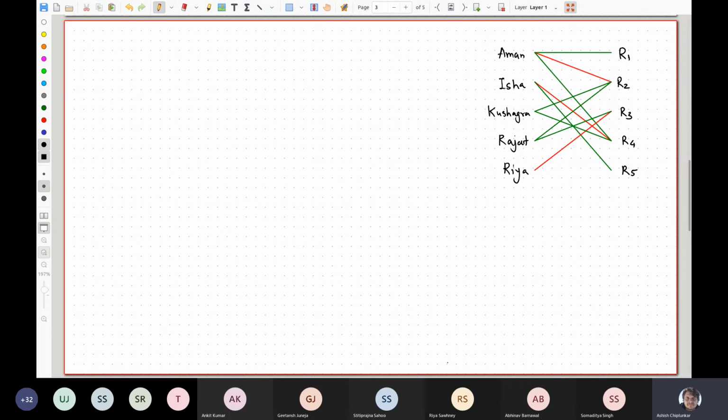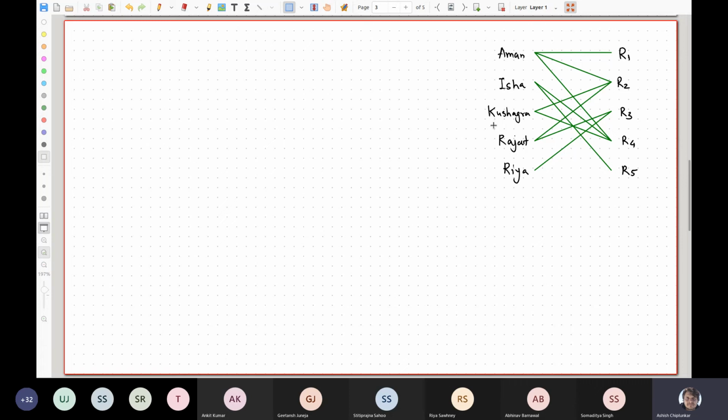Okay, so each student has indicated his or her preference for the set of rooms. It's not really a preference, it's a subset of rooms that they are willing to occupy. So let me change the color of this diagram. Okay, so all edges are green. So for example, Aman has said he is willing to occupy room number 1, 2, and 4, and nothing else. And now the problem is the following.